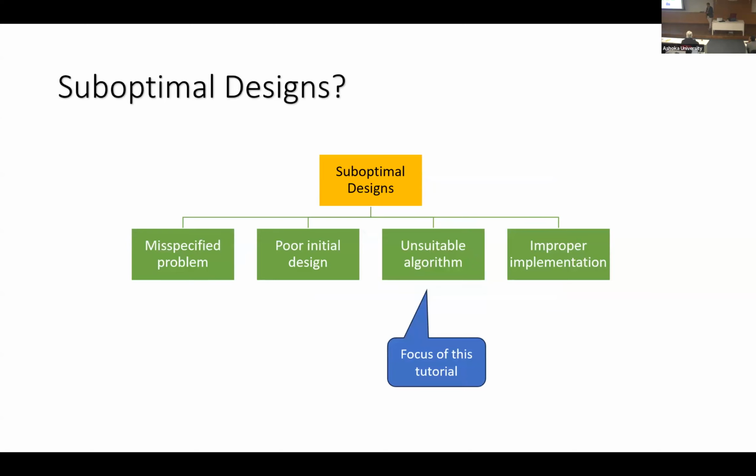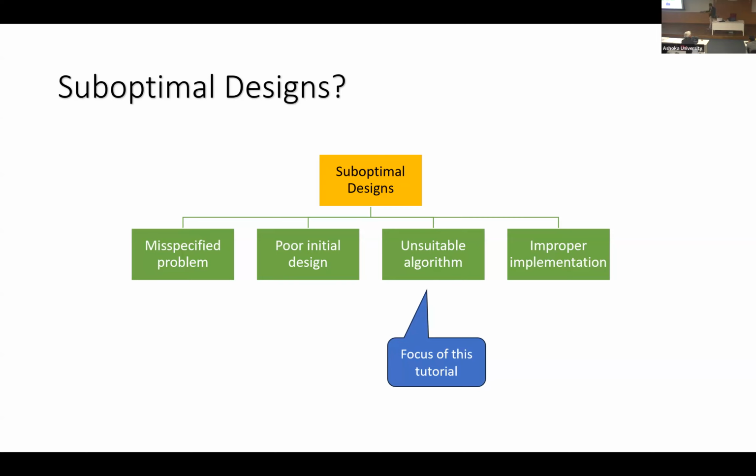then what is the reason? What could be the reason? It's not always one reason, right? For example, your problem could be misspecified in the sense that you have the wrong problem you are solving for something else. So that is one cause for suboptimality. Your initial design could be very, very bad, right? You have to start with some initial design. So therefore that initial design could be very bad. Your algorithm could be unsuitable, right? And finally, you may be implementing it wrongly, right? So again, related to misspecified problem, right?